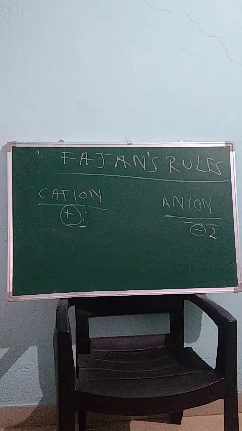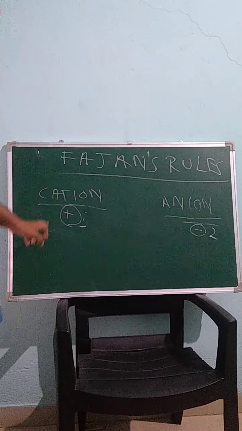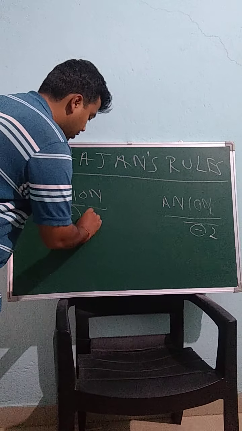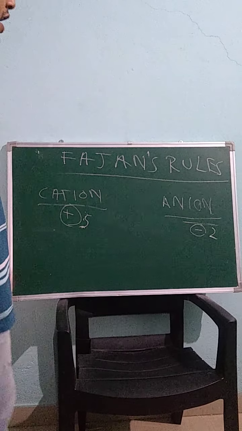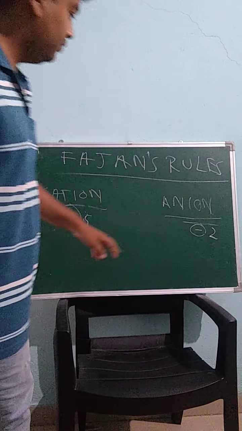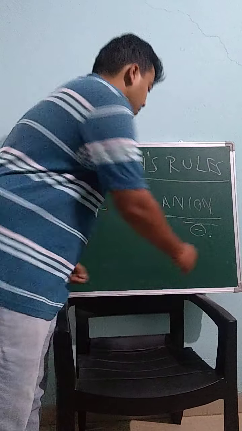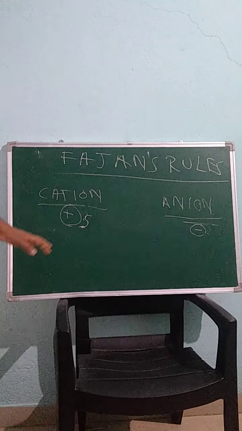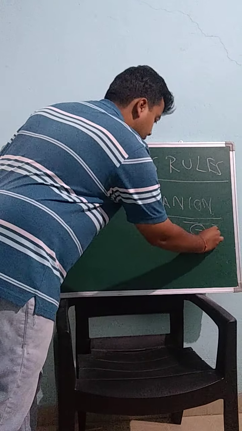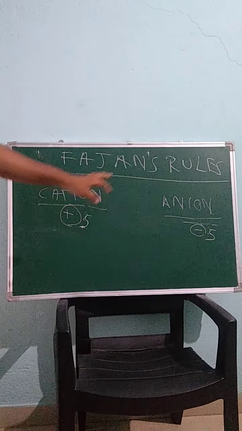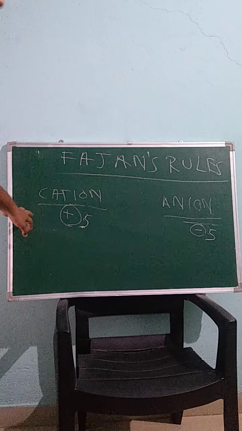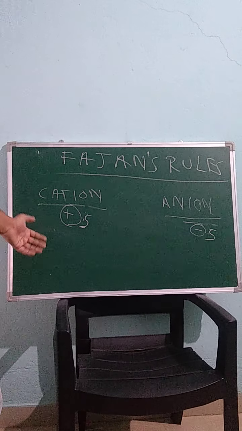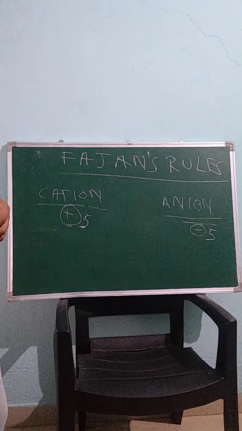So according to the second rule, if the charge on the cation is very high, suppose 4 or 5, and the charge on the anion is very small, suppose 1 or 2, or even the same, this does not matter. It does not matter how much charge the anion has, but how much charge the cation has. If the charge on the cation is higher, then the covalent character of the bond will increase.